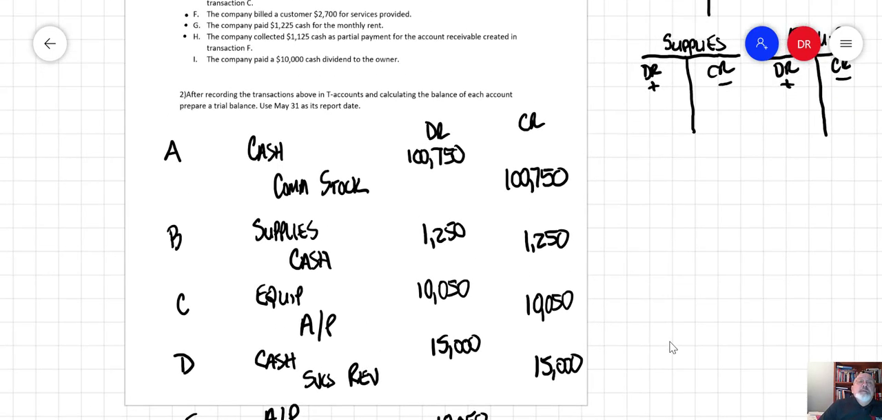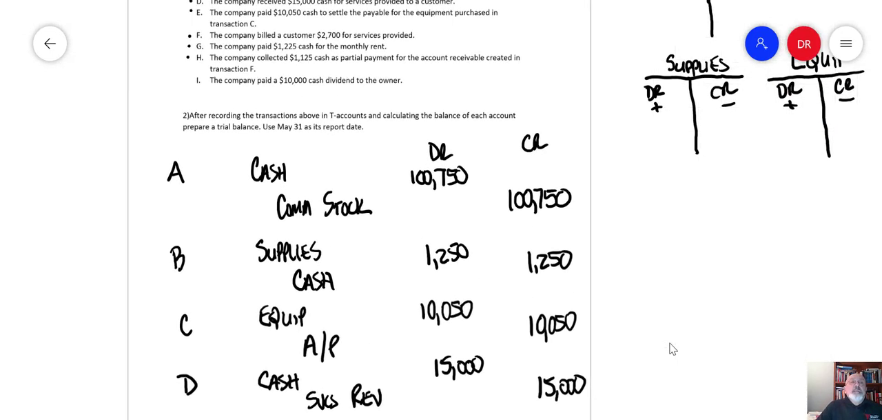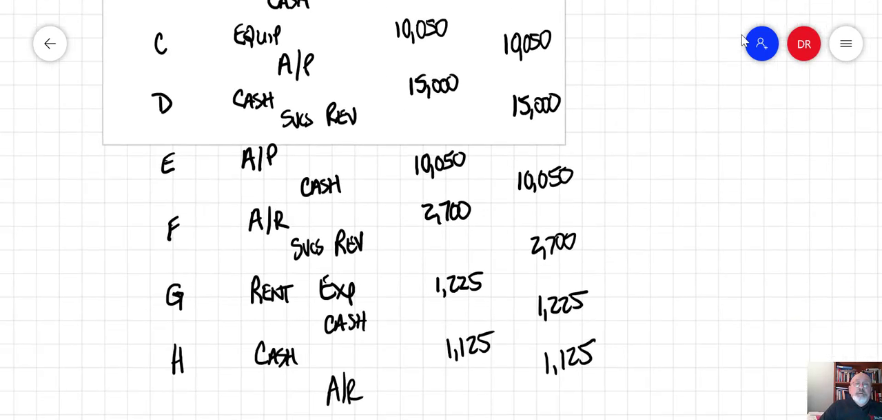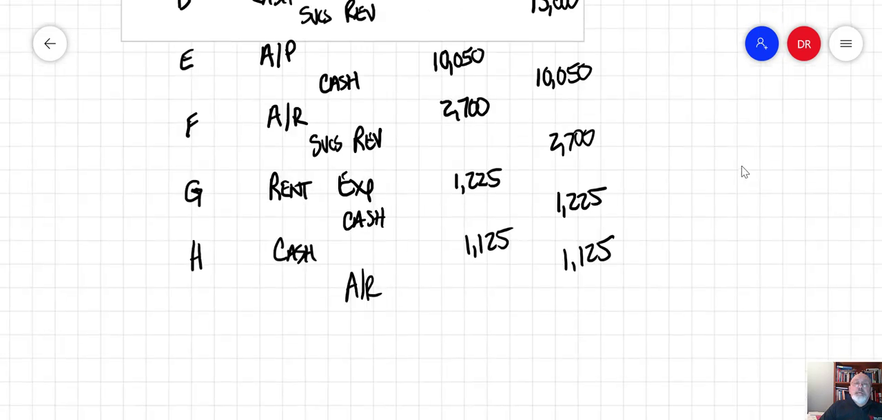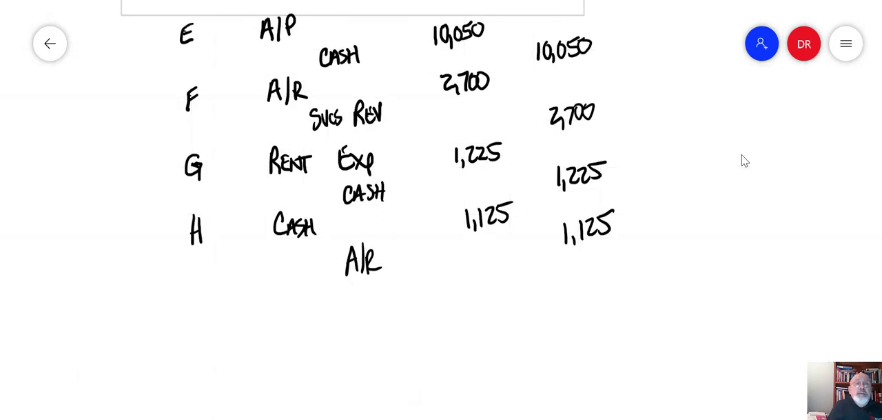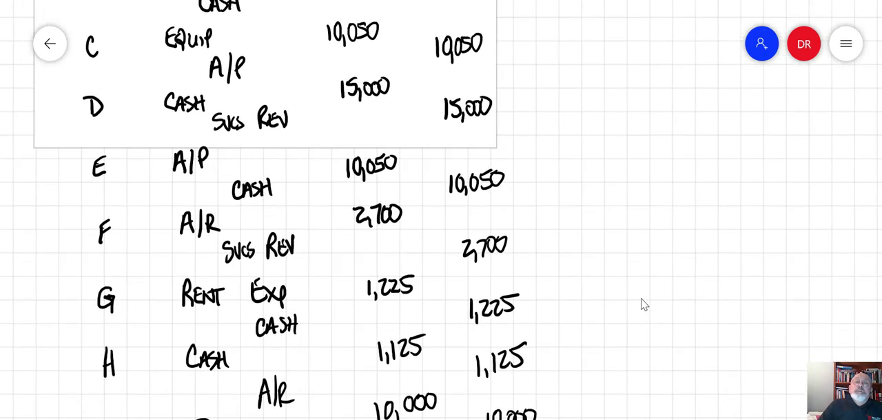Okay, the last transaction, letter I: the company paid a $10,000 cash dividend to the owner. So for letter I, we'll move down here. We're going to debit dividend because dividends are increasing, for $10,000, and because we're using cash to pay for it, we're decreasing cash by $10,000. So it's a credit. So those are the journal entries.